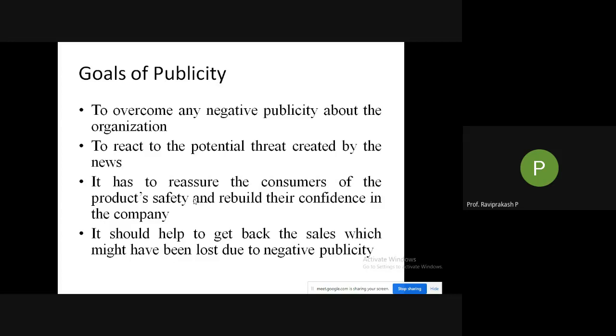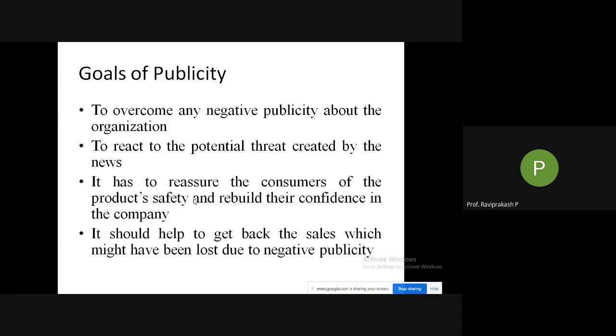So what are the goals of publicity? First, to overcome any negative publicity about the organization. Usually, as I said, publicity is positive. When we say publicity, we focus on positive things. So that's why it is used to overcome negative publicity. Is there any wrong thing moving in the market about my product or my company? If something good is being done, it can change the mindset of the people. Then, to react to the potential threat created by the news. Some news people might make allegations without any proof, so even publicity is used to manage that as well.